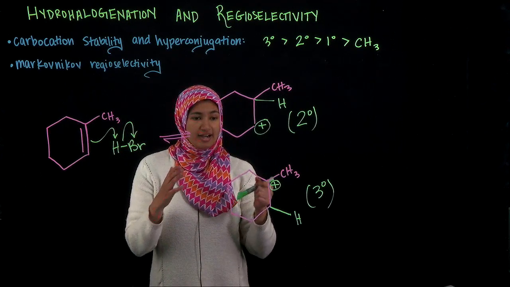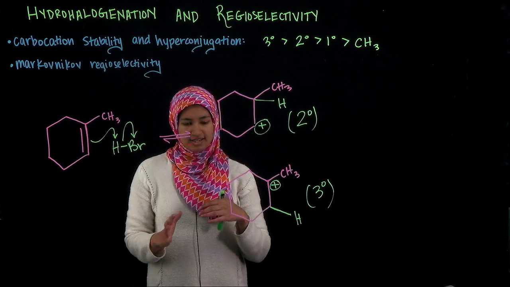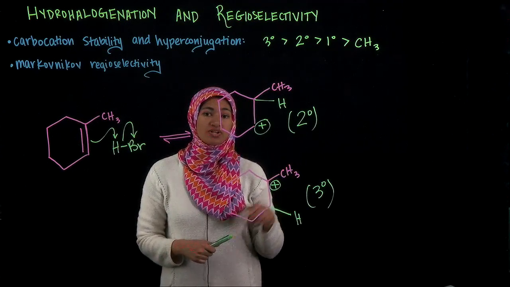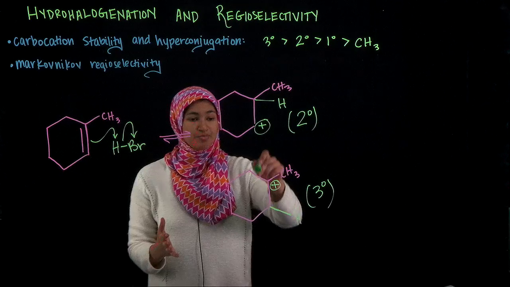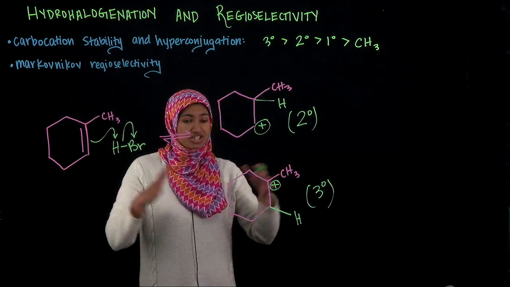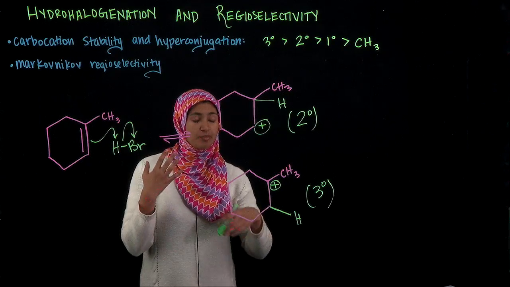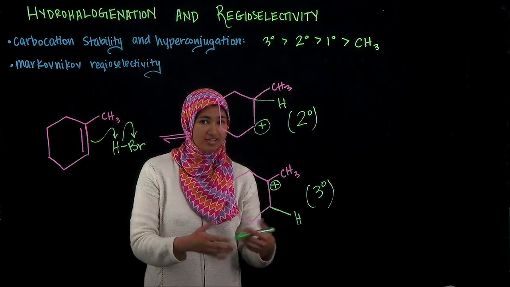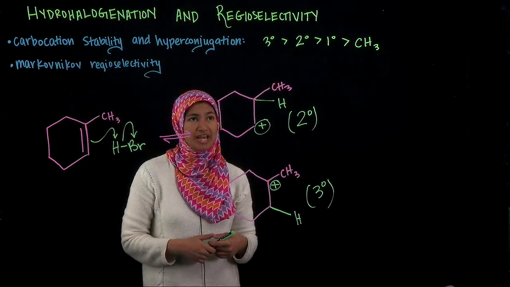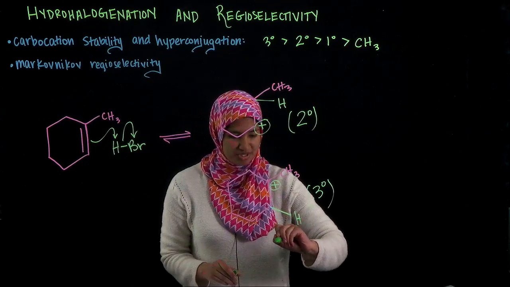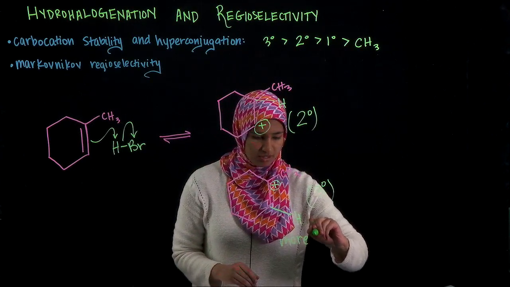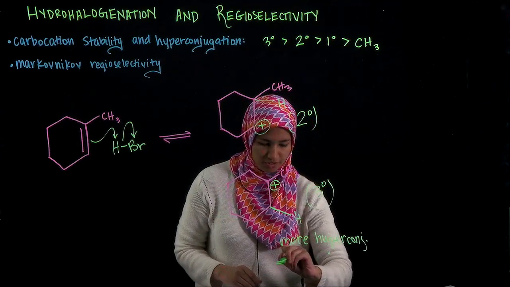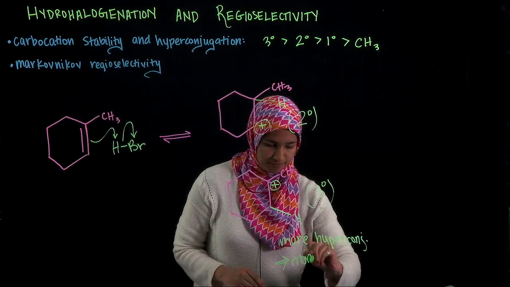So hyperconjugation is the mechanism whereby neighboring alkyl groups, neighboring CC or CH bonds, can stabilize the empty p orbital on this carbocation by sharing some of their electron density with it. So the more neighboring CC or CH bonds you have, the more hyperconjugated your system is and the more stable your carbocation is. So this is going to be your more hyperconjugated and therefore more stable intermediate.